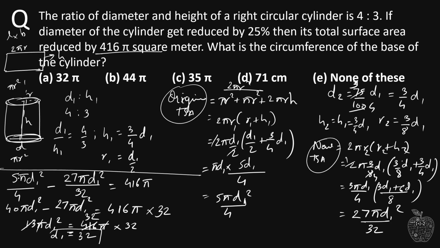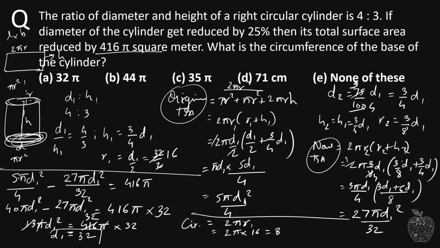What we are asked here is the circumference of the base of the cylinder. So this is the base of the cylinder and the circumference formula is 2 pi r. Since we are talking about the original cylinder, we'll write r1, right? And r1 is half of d1. d1 we've just calculated is 32, so r1 is 32 by 2. So 2 pi into 16. 16 2s are 32 pi.